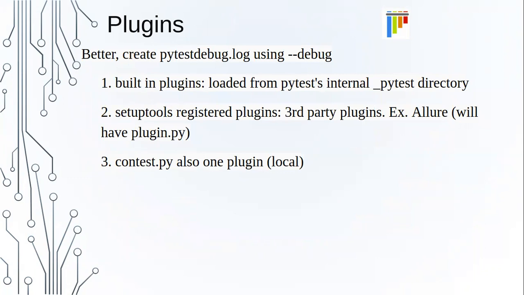In general, different kinds of plugins are available, but we will be seeing the built-in plugins, how they look and where they are loaded from. In general, built-in plugins will be loaded from the _pytest directory. Then there are setuptools-registered plugins, in other words, most of the time third-party plugins, for example Allure or Flaky and so on. These can be installed like normal modules, but they act like plugins. And after that, our local conftest file also will be a plugin, acting as a local plugin.